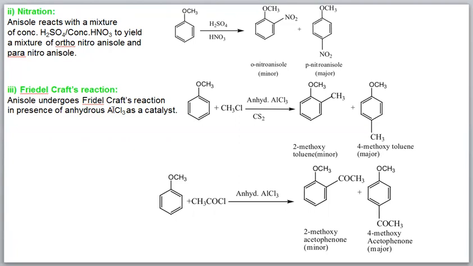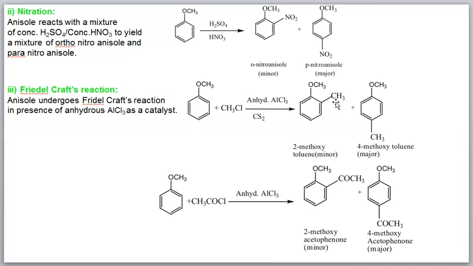Then the Friedel-Crafts reaction. Anisole undergoes Friedel-Crafts reaction in the presence of anhydrous aluminum chloride as catalyst. Friedel-Crafts reaction means with alkyl halide and acyl halide. Let us see both reactions. Anisole reacts with methyl chloride in the presence of anhydrous aluminum chloride in carbon disulfide. This chlorine combines with hydrogen from here to form HCl, and the remaining CH3 will join here, or it may go to the para position.